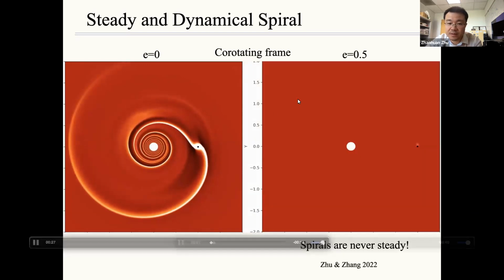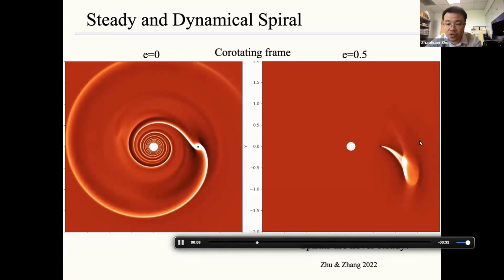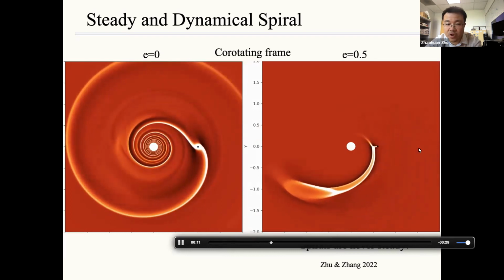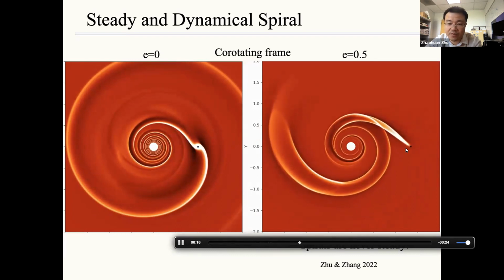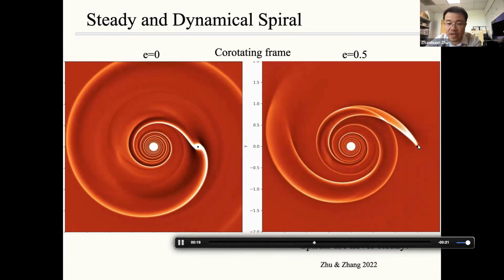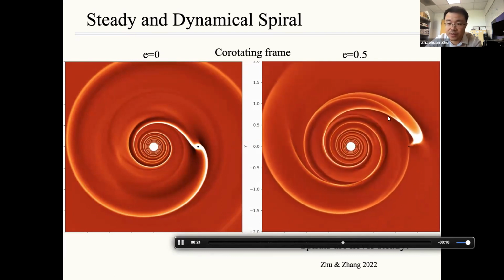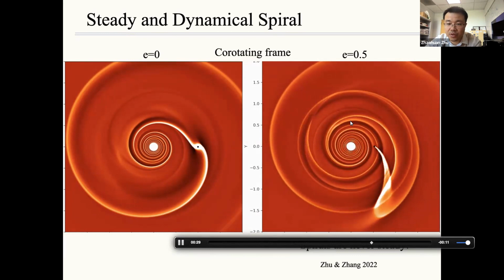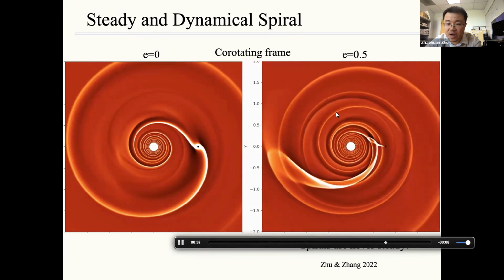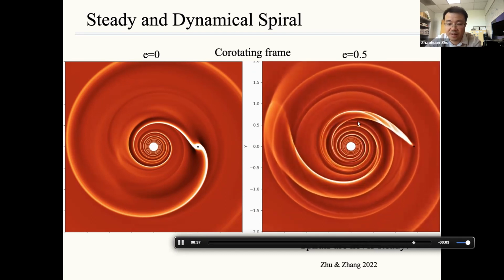But if the planet has some eccentricity, even if we are in the co-rotating frame of the planet, it will still move in and out between the semi-major and semi-minor axis. So in this case, the spiral will be very dynamic. The waves won't interfere with each other perfectly. So you will see that some of the waves will intersect with each other. Sometimes it will look like the spiral bifurcates, like these. Okay.